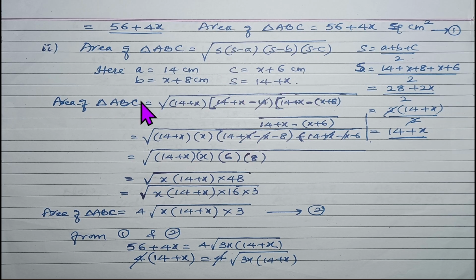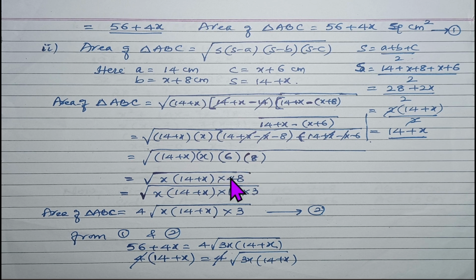Now substituting the values here, area of triangle ABC will be equal to square root of S, which is 14 plus x, into 14 plus x minus 14, that is S minus A, into 14 plus x minus in the bracket x plus 8, and again 14 plus x minus in the bracket x plus 6. Further simplifying, we get 14 plus x here, 14 gets cancelled leaving x, and here it will be 14 plus x minus 8, and here 14 plus x minus x plus 6. Plus x minus x cancels, so we get 14 plus x into x. 14 minus 8 is 6, and 14 minus 6 is 8, so we got 6 and 8 here.